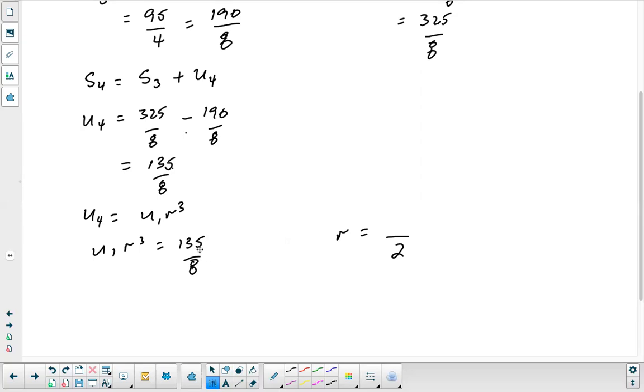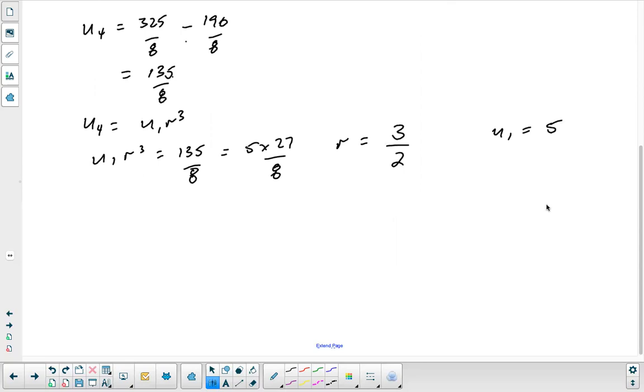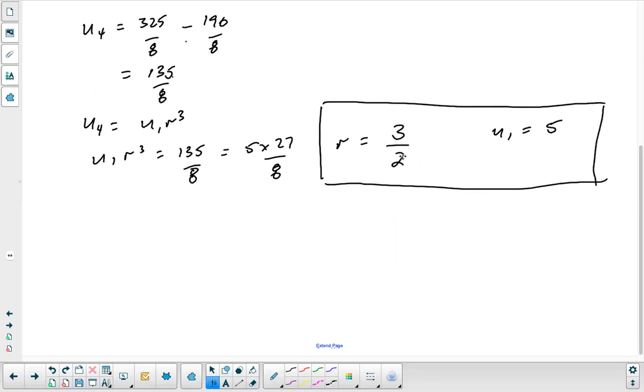And then I looked at 135 and I decided to look for factors which were cubes. So what I came up with is that it is actually 5 times 27 over 8. So if I take this as being R cubed, and this as being U1, that gives me R is 3 over 2. 3 over 2 cubed is 27 over 8, and U1 is equal to 5. Find the first term and the common ratio. There's the answer. And this works, but it's not a very satisfactory, not a very mathematical way of finding it.